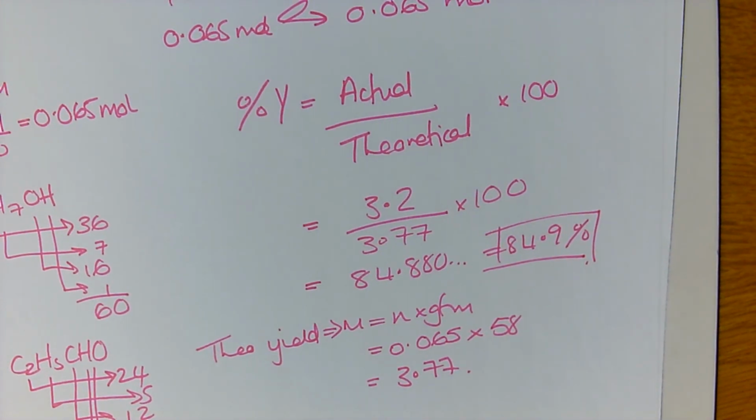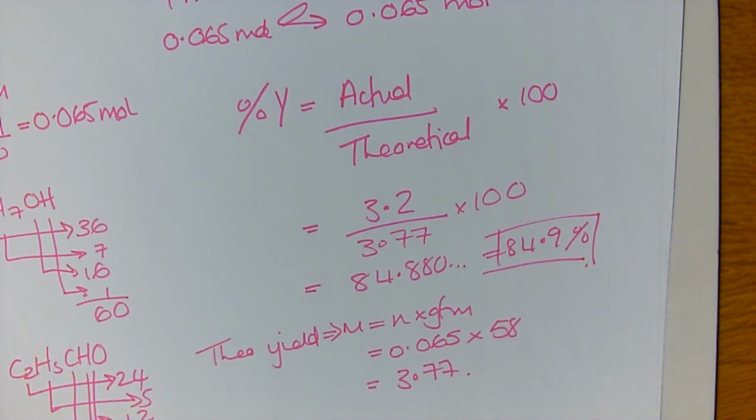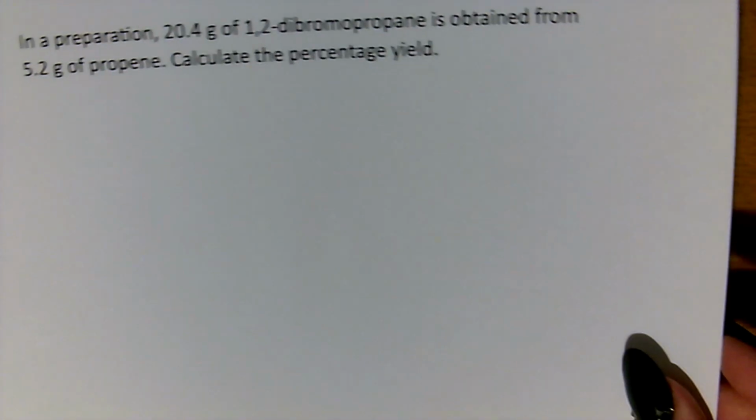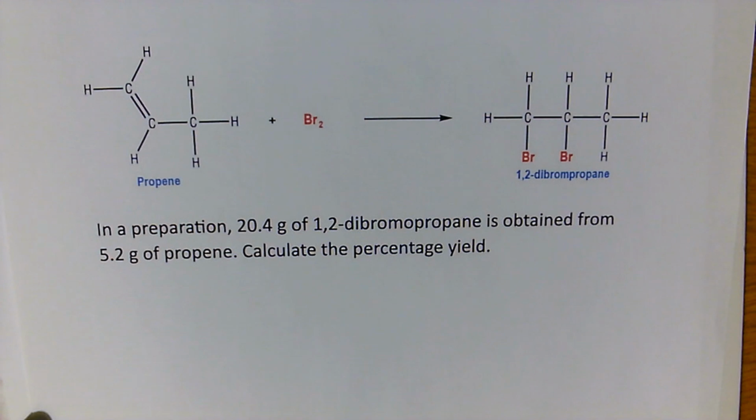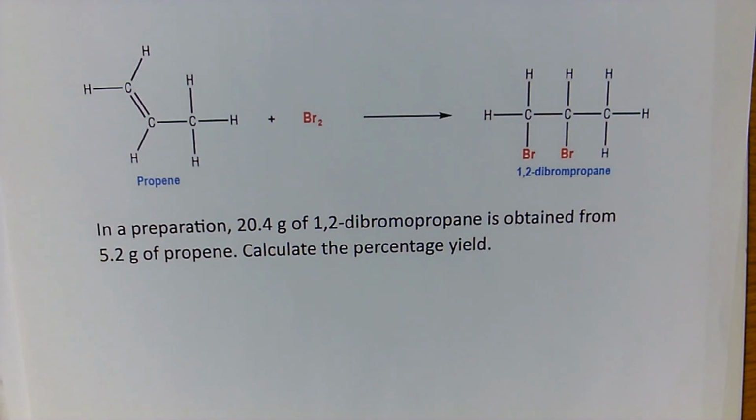Let's move on and look at another example, something that looks a bit different this time. Okay, so here we have a different style of question. This time you are given your equation as the full structural formula, and it says in a preparation 20.4 grams of 1,2-dibromopropane is obtained from 5.2 grams of propane. Calculate the percentage yield. So what to do right now is, if you pause this video, have a go at this calculation, and then once you've got a final answer, come back and we can check it against what I'm going to do in the video. Okay, so pause, have a go, and I'll see you in a few minutes.